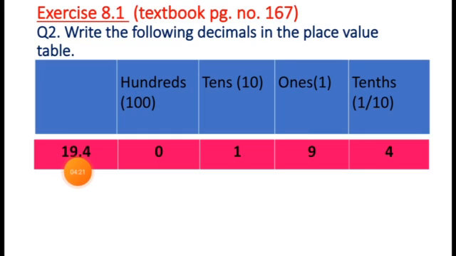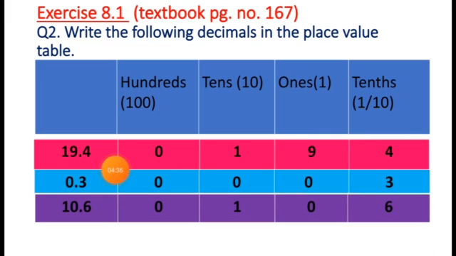So here the whole number is 19. The digit 9 in 19 is represented below the ones place, whereas the digit 1 of the whole number will be represented below the tens place. The digit present towards the right of the decimal point is 4, and only a single digit is there, so that represents the fractional part and will be placed below the tenths value in the place value table. Likewise, we have done the other question also, as you can see on the screen.